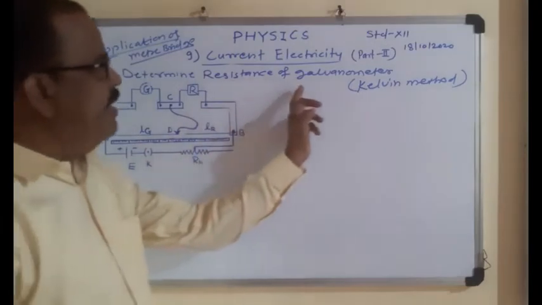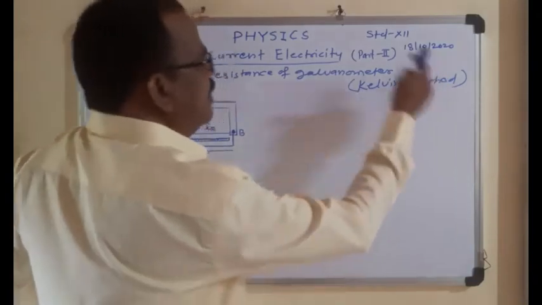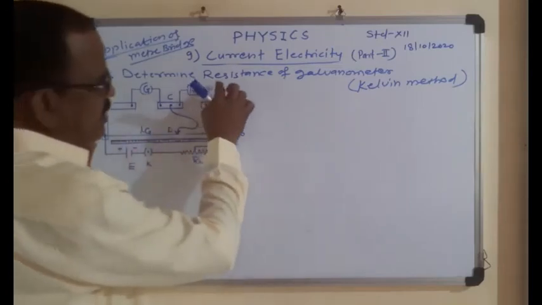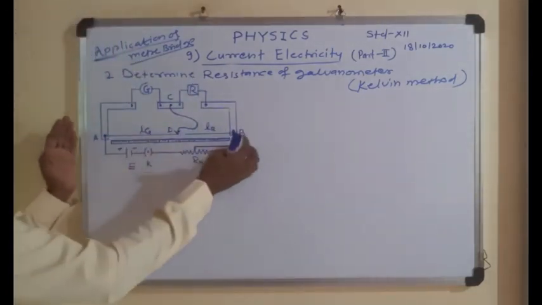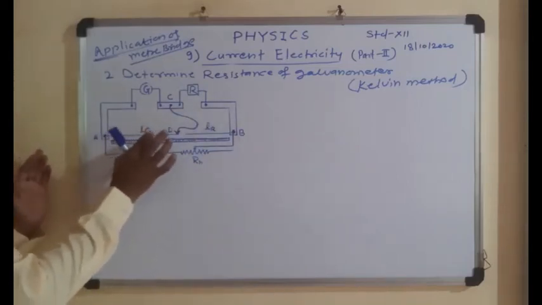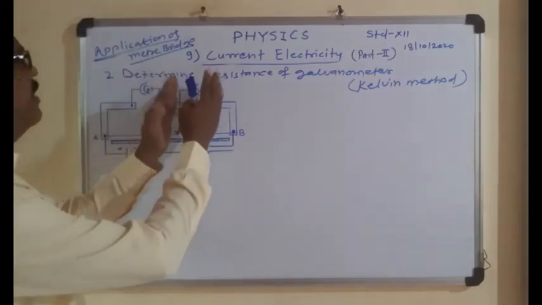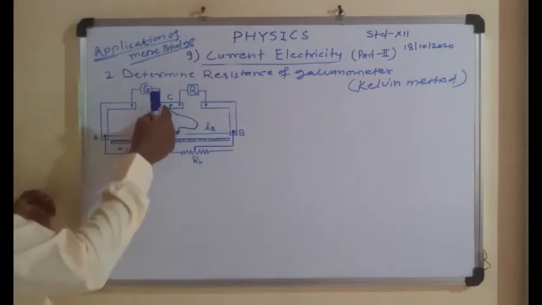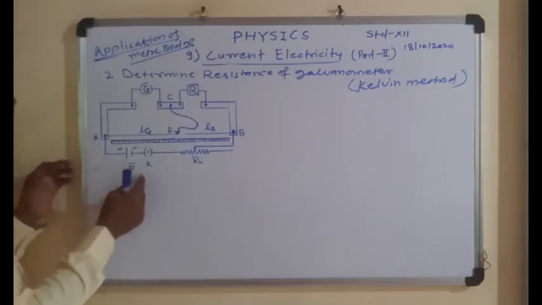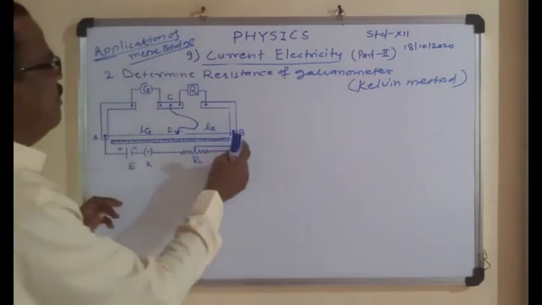This is the second application of meter bridge: to determine the resistance of a galvanometer by Kelvin method. This is the diagram to determine the resistance of a galvanometer. It consists of wire AB. The length of wire AB is equal to 100 centimeter, 1 meter. In the left gap we connect the galvanometer, and the right gap is connected to the resistance box. The central tap of the metal plate is connected directly to the sliding jockey. Cell E, key K, and rheostat RH are connected in series between the points A and B.